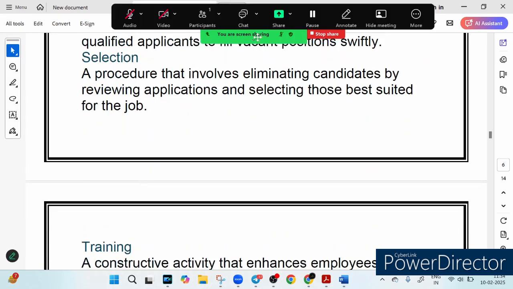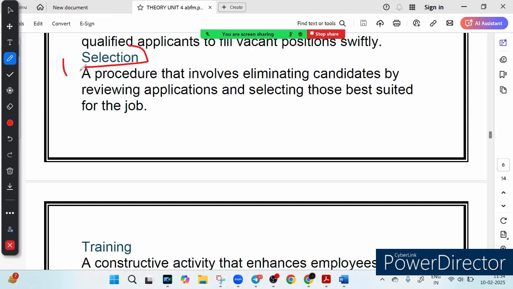Now then we have something called selection. You know what the meaning of selection is? Here the focus shifts to filtering. So when I say selection, it just means we are doing the filtering work.